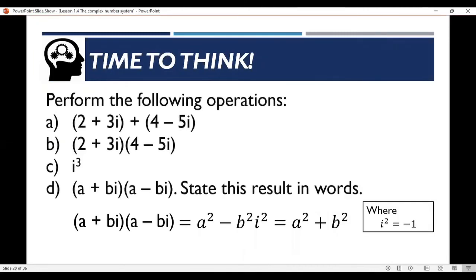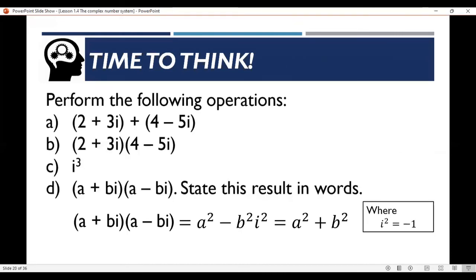Next. Ay, may sagot na yung letter D. Nalagyan na siya ng sagot. Letter A. Perform the operations. Quantity of 2 plus 3i plus quantity of 4 minus 5i. So, anong sagot natin sa letter A? 6 minus 2i.